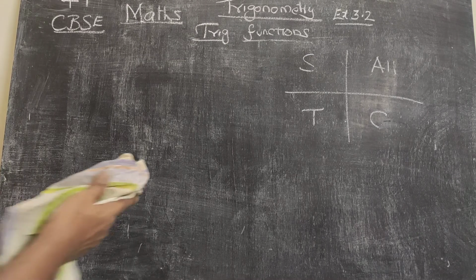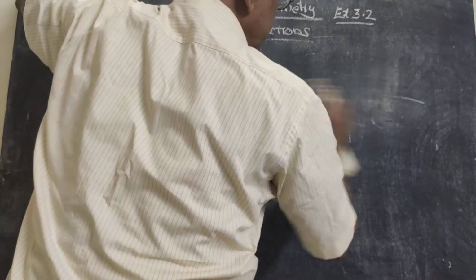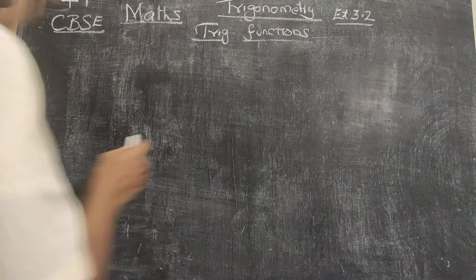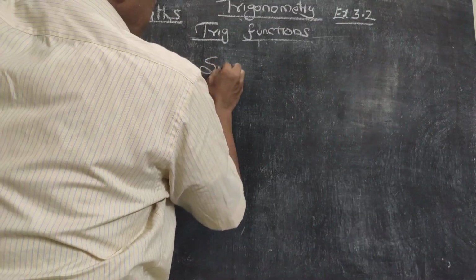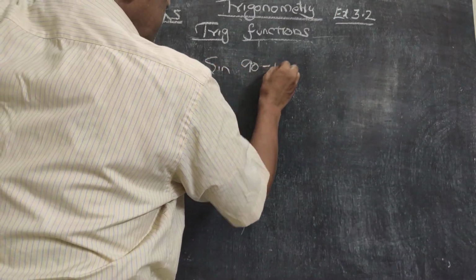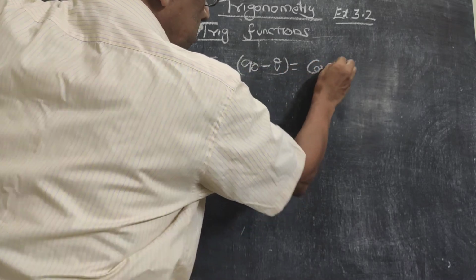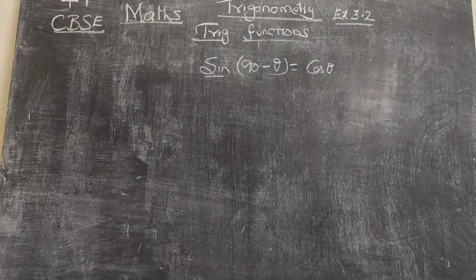The second thing which you must keep in mind is, you know that sine of 90 minus theta, therefore you write cos, isn't it? That was taught to you in your 10th. Sine 90 minus theta is cos theta. Now we are making a generalized one.